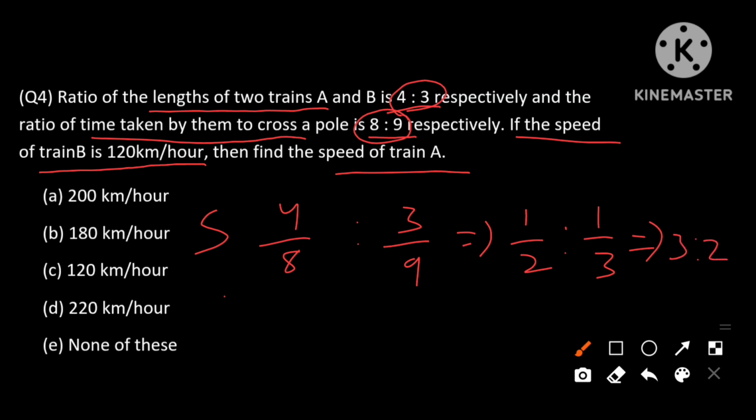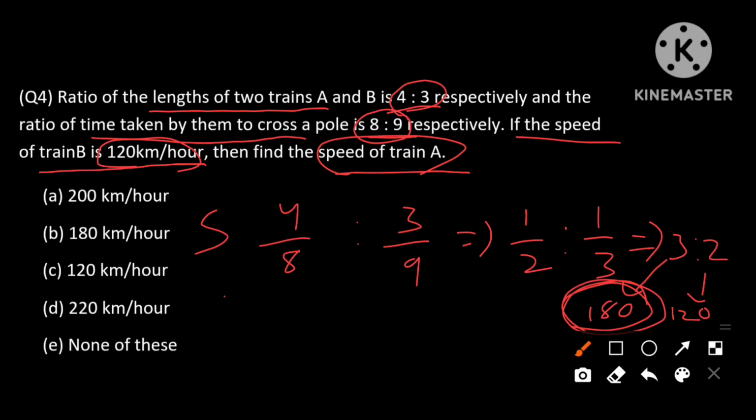And it is said that train B's speed is 120 kilometers per hour. So 2 parts value is 120, which means 3 parts value will be 180. Now the question asked is to find the speed of train A. So we got the speed of train A, which is 180 kilometers per hour. Option B is our answer.